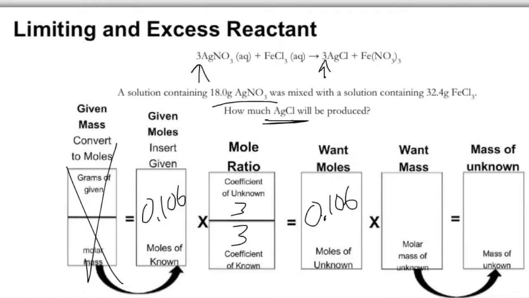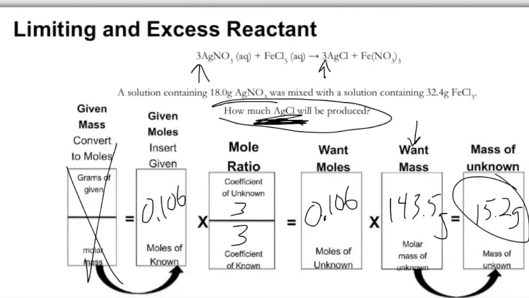And then I'm going to multiply that over here by the molar mass of my unknown, which is the AgCl. And that has a molar mass of 143.5 grams. 0.106 times 143.5 is 15.2 grams. That's how much silver chloride would be produced.